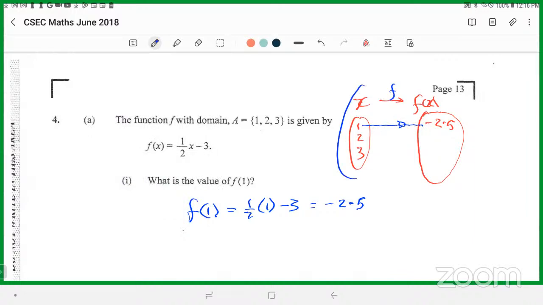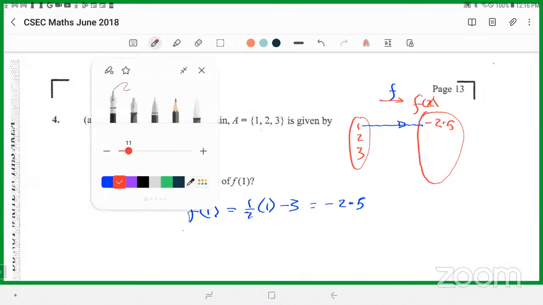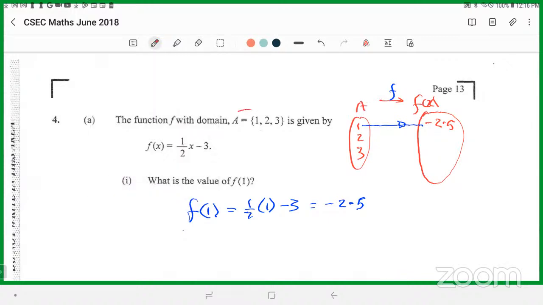So this is the domain, and we call it A. Let's write the A on it. Call it domain A. The domain is A. And this is our f of x range over here. And we have worked out that 1 maps to negative 2.5.